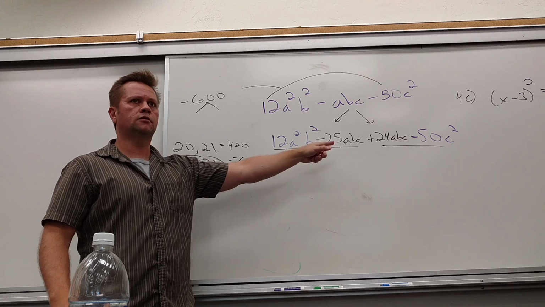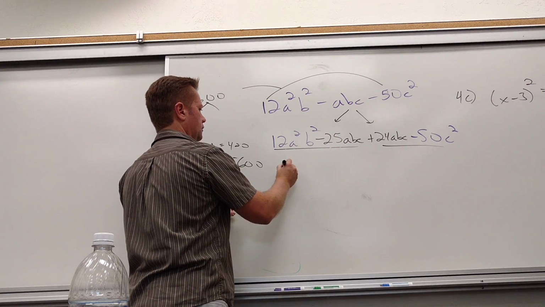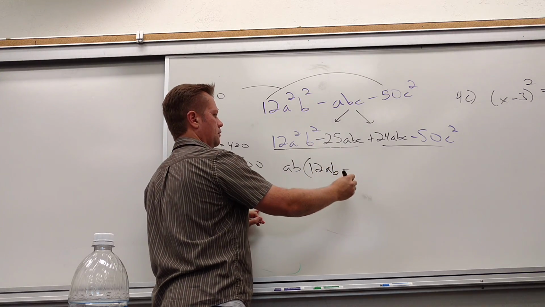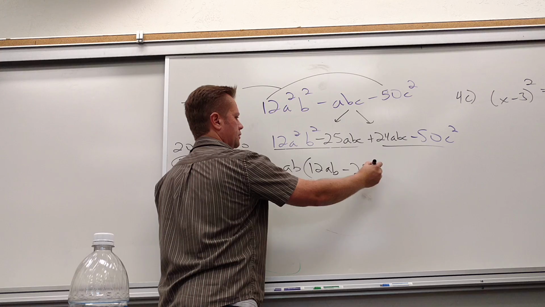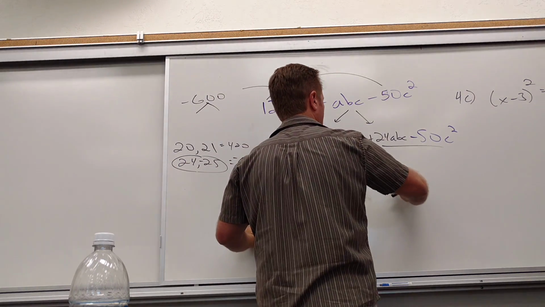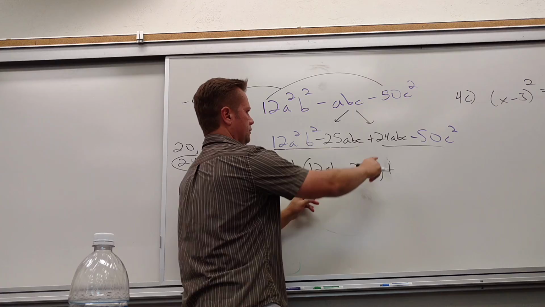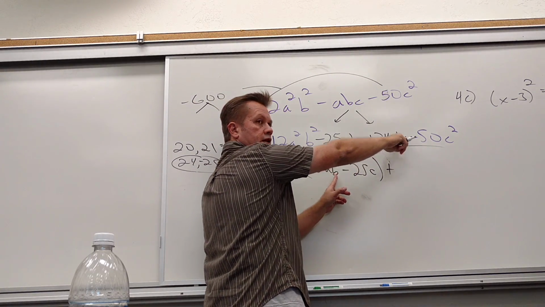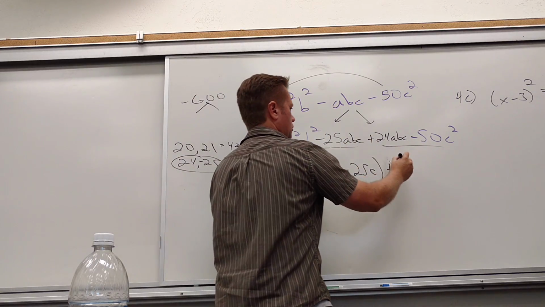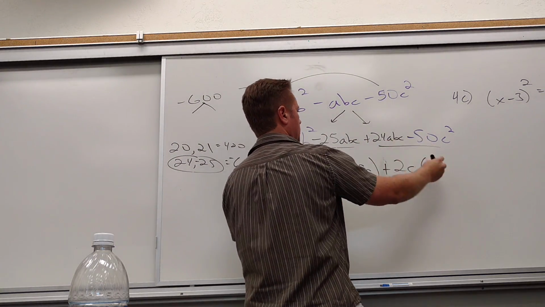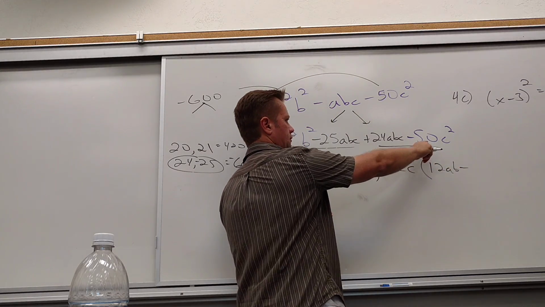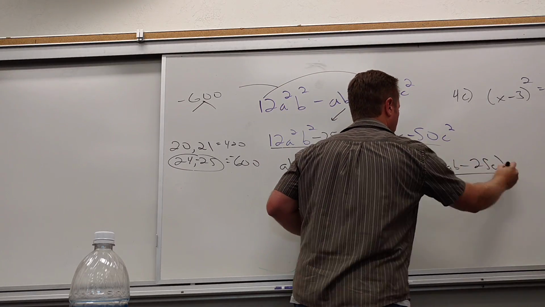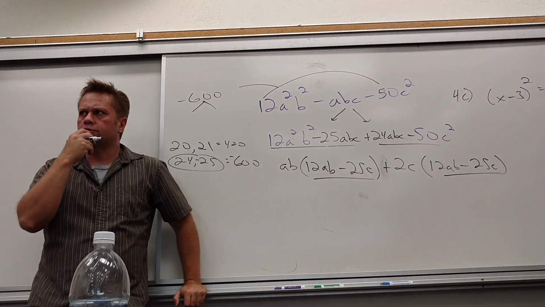What about the letters? I can take 1A and 1B. And that's it. And I'm left with 12AB minus 25C. Plus, what do I take out of this to make it the same as this? 2 and C. So then I'm left with 12AB minus 25C. And I know I'm on the right track. Those are the same.